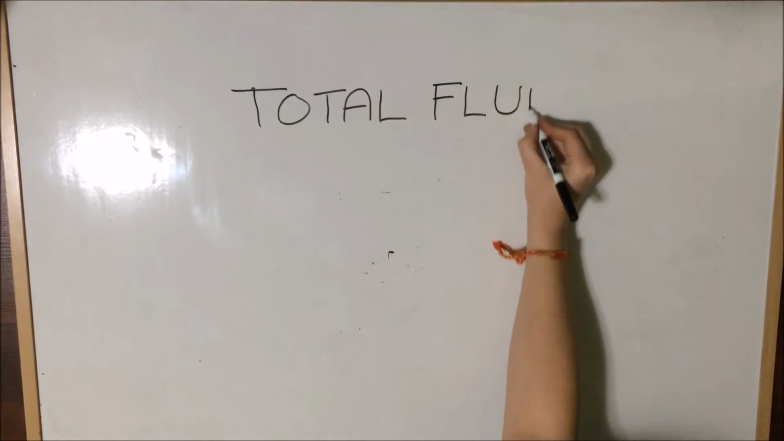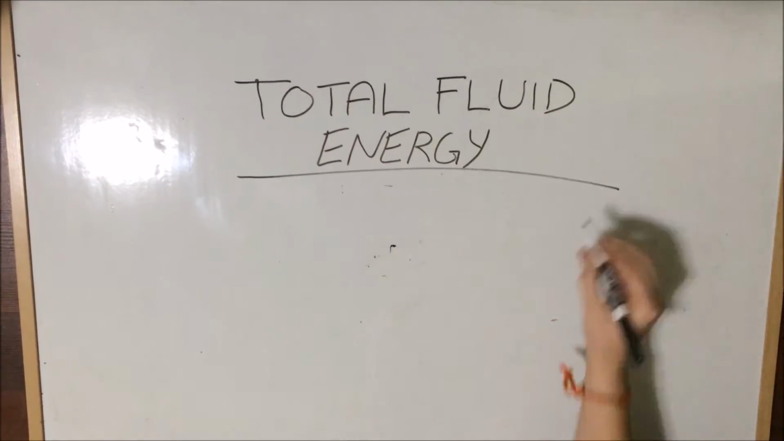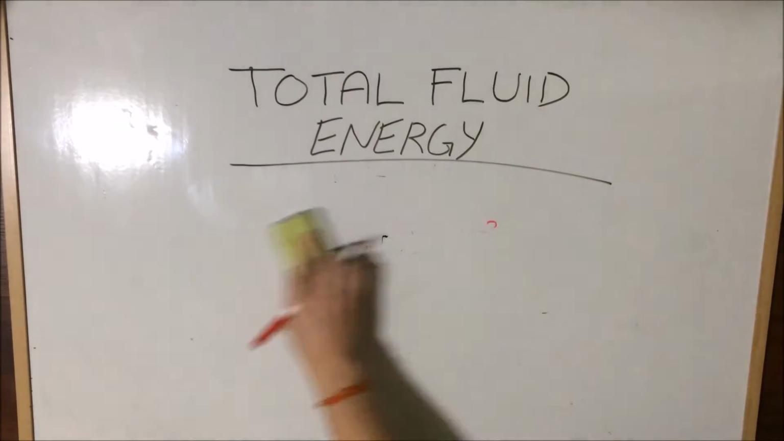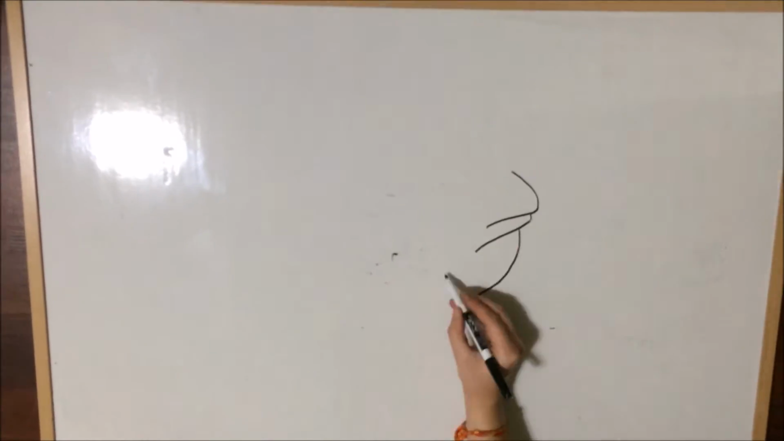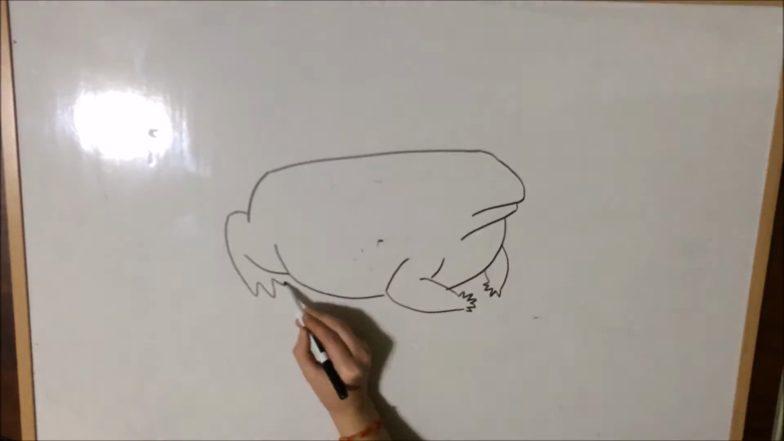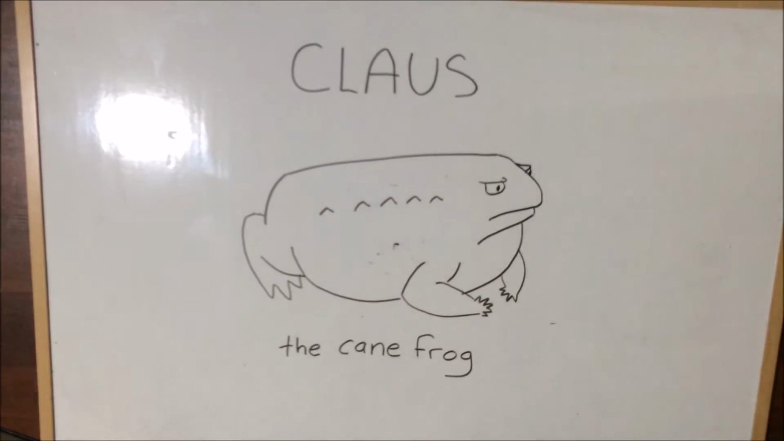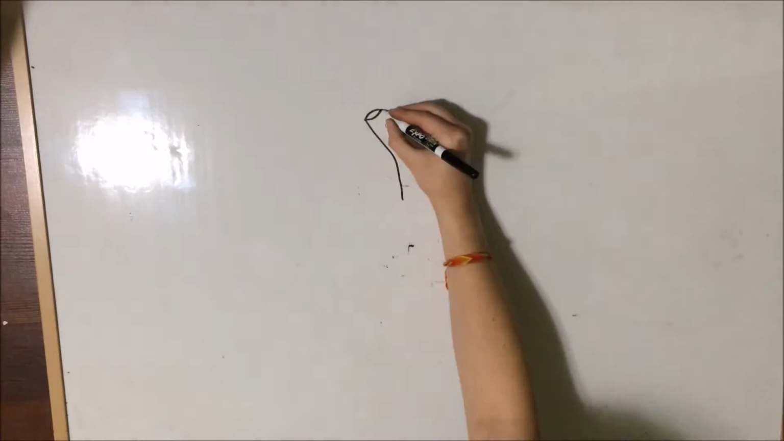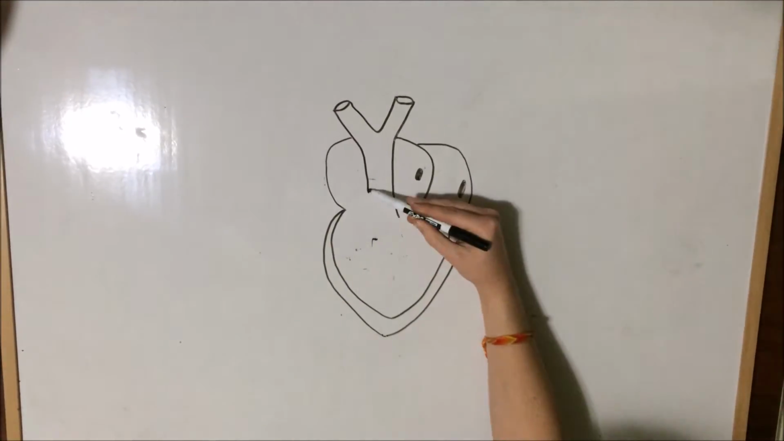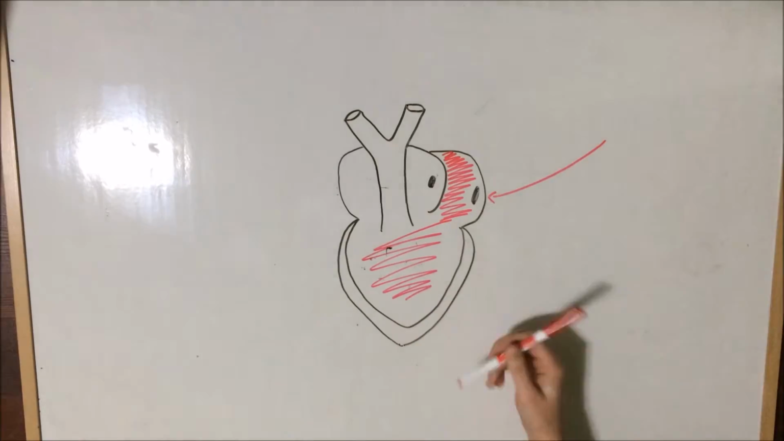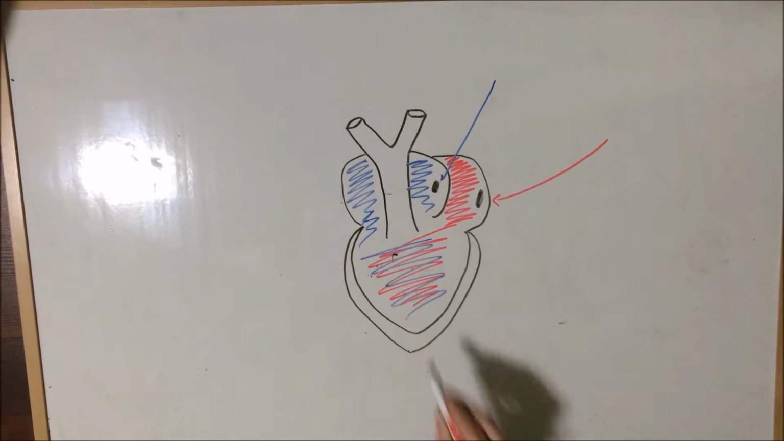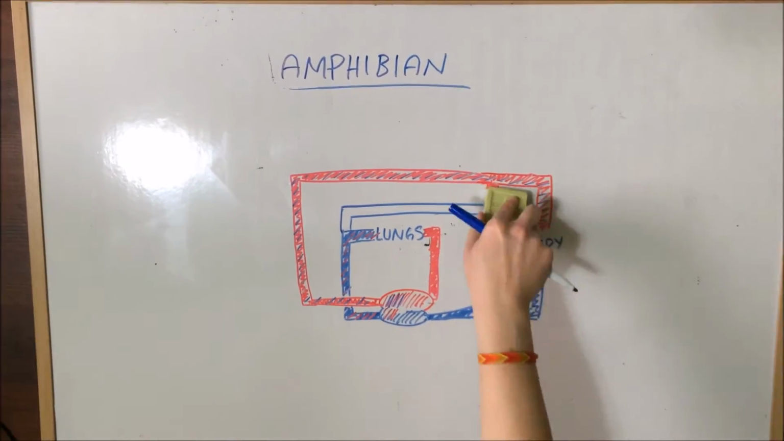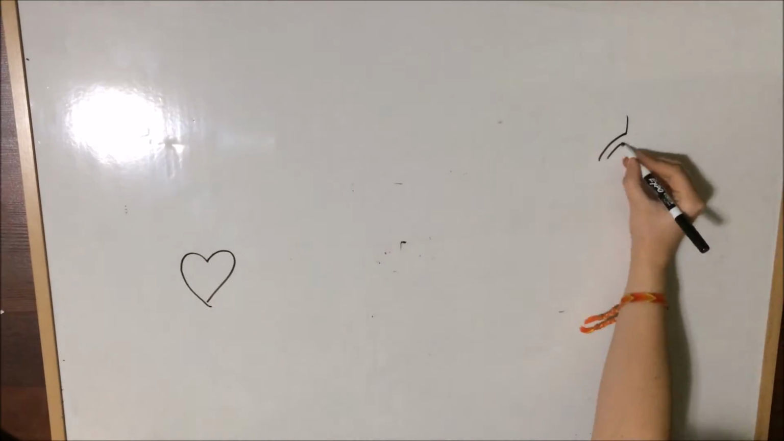Total fluid energy is a combination of all the things that get blood flowing through your body. It is affected by your heart, kinetic energy, and gravity. Another one of our friends, Klaus, is here to join us. Contrary to his tough exterior, Klaus really does have a heart, and he is happy to show it to us. Oxygenated blood enters a single ventricle through the left atrium, deoxygenated through the right. Both are pumped through the conus arteriosus. Amphibian systems are similar to reptiles, but they also exhale through the skin.